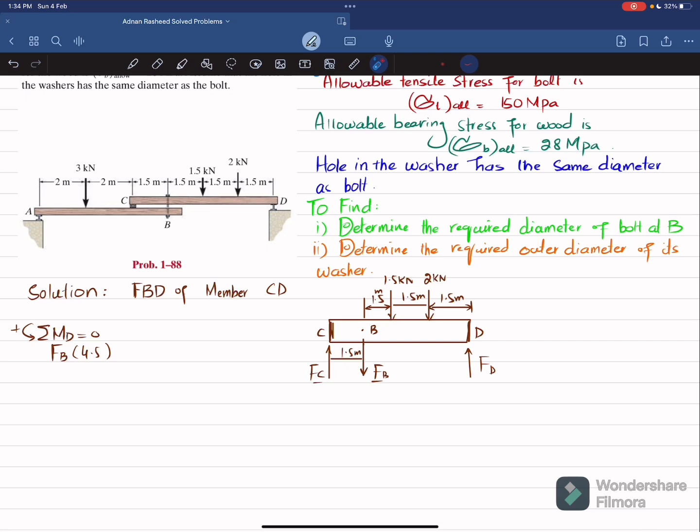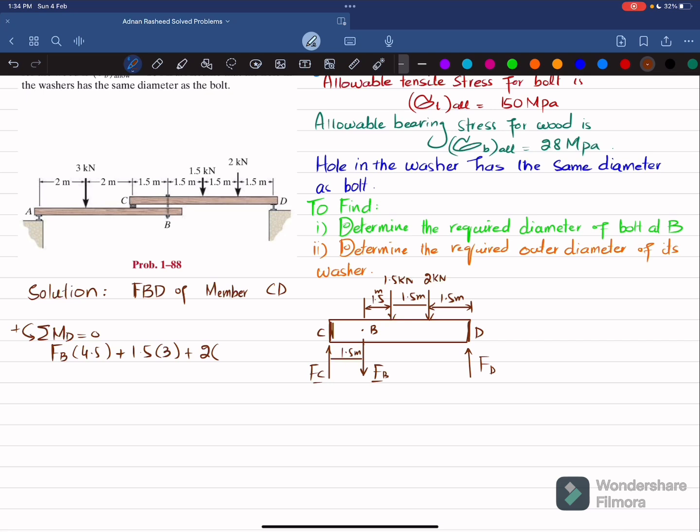The second moment is produced by this 1.5 kilonewton load, with a perpendicular distance of 3 meter, and this is also counterclockwise, so it will be positive. So I will write plus 1.5 into 3. The third load producing moment is this 2 kilonewton with a perpendicular distance of 1.5 about point D, and it is counterclockwise, so it will be positive.